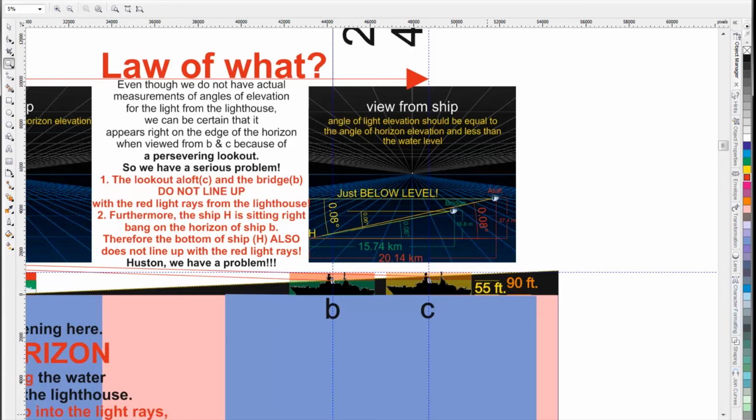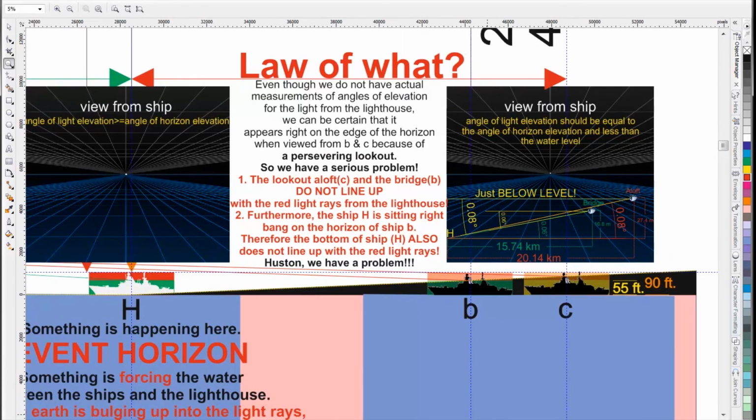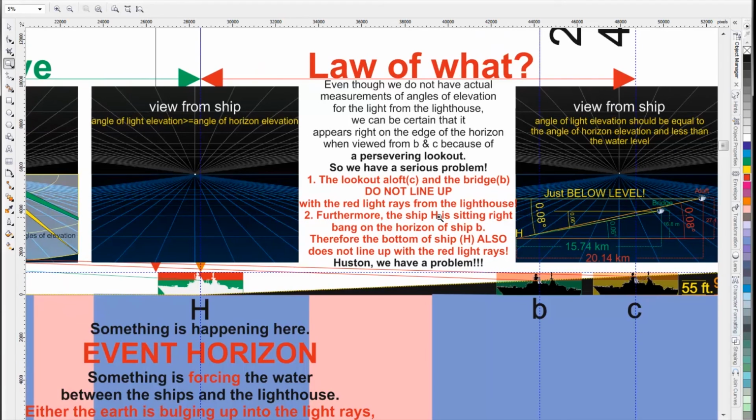Furthermore, as I stated earlier, the ship at H is sitting right bang on the horizon of ship B. Therefore, the bottom of ship H also doesn't line up with the red light rays. The red light rays should be at its base. So we have a problem here.